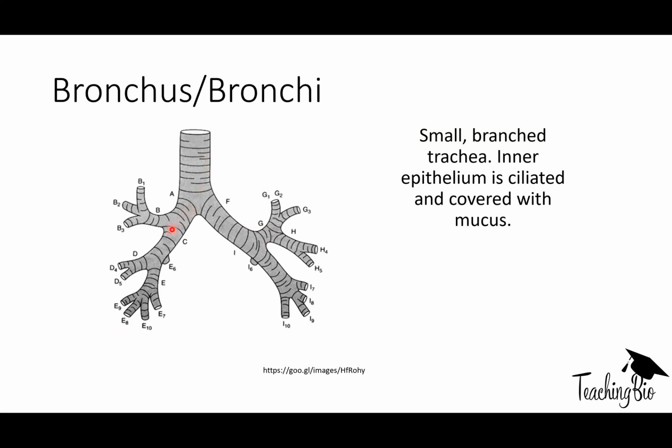The bronchus then branches into these many bronchioles. Okay, so these are smaller and branched versions of the trachea, and these are lined with ciliated epithelium, which are covered with mucus, which are very important to allow for the maximization of the diffusion gradients and to allow for that transfer of gases.